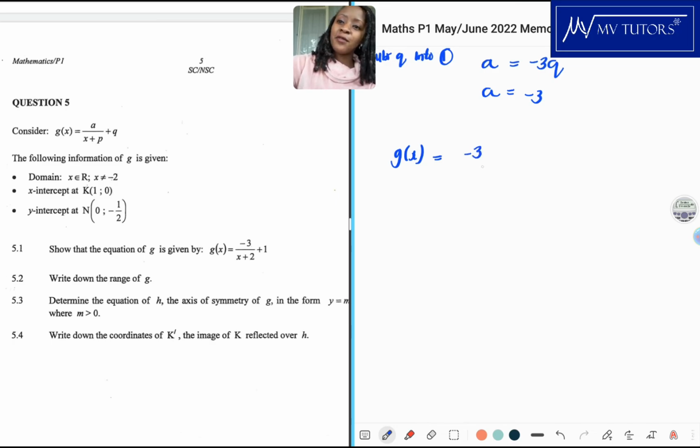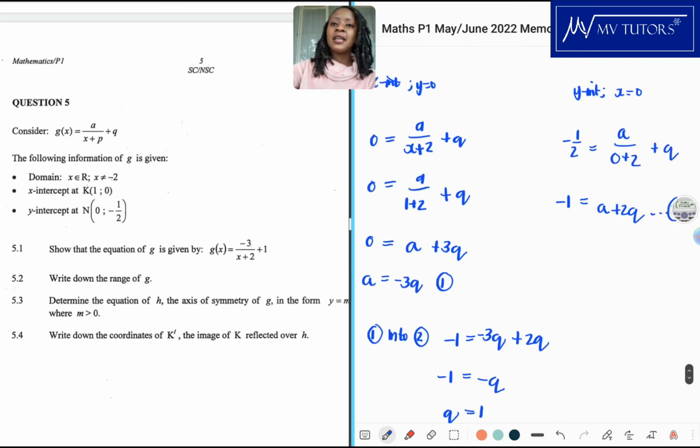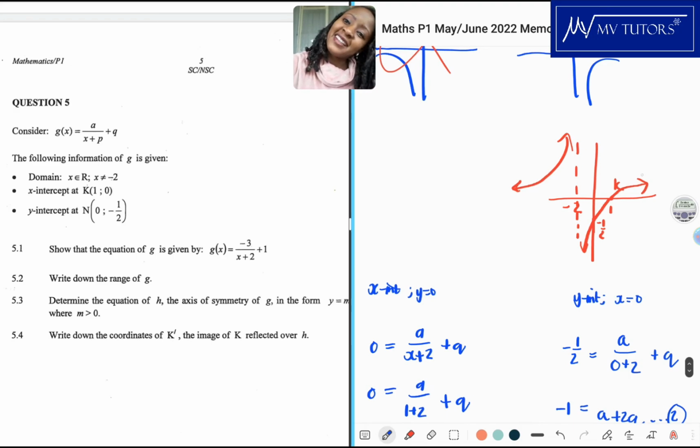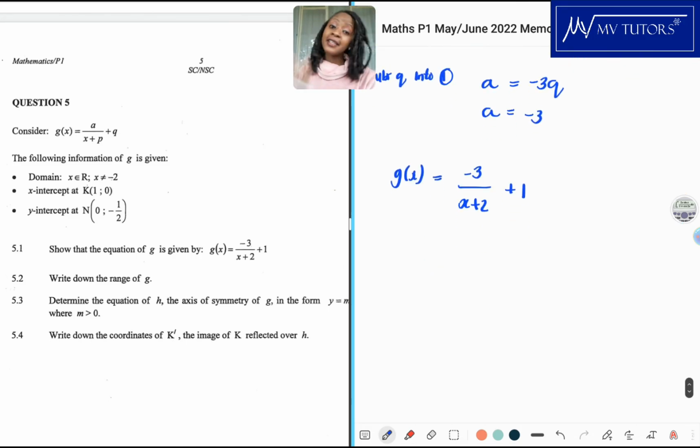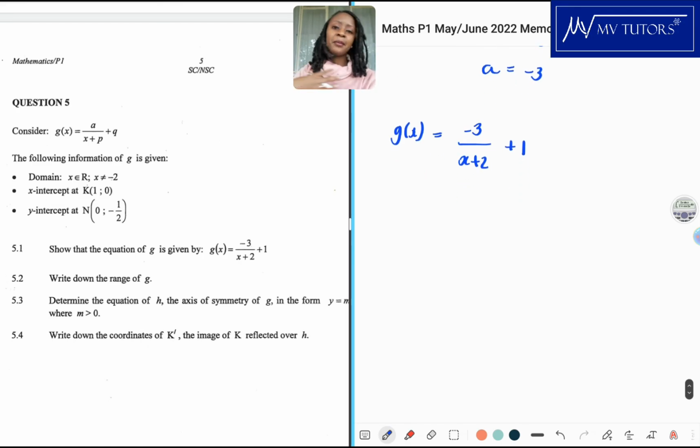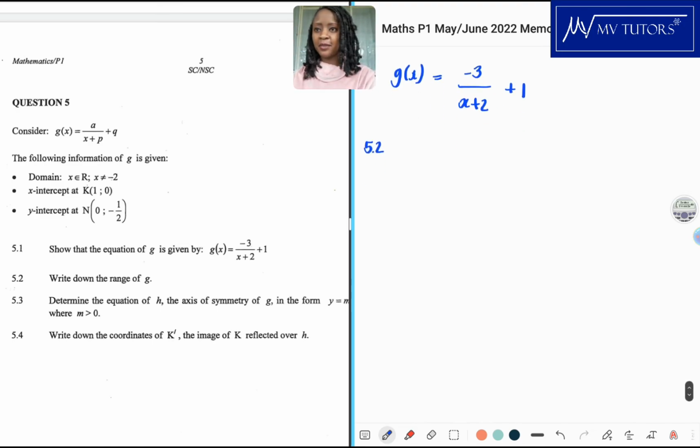So that will be negative 3 because I have a as negative 3. And then x plus 2 because it did shift, the asymptote did shift 2 units to the left. And then plus 1. Okay, so that is my equation. And therefore I know that my horizontal asymptote there is actually 1. Okay, that is my graph. They didn't ask us to draw it. I'm a very visual learner, so it makes sense when I draw things. I can see it and I can believe it.